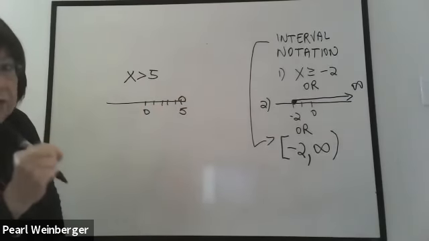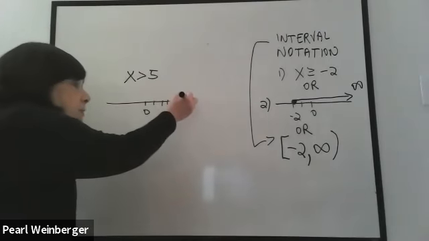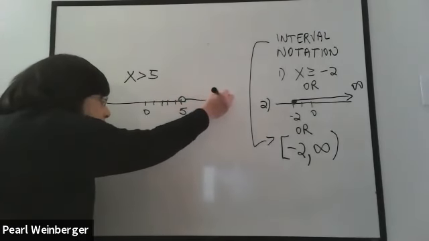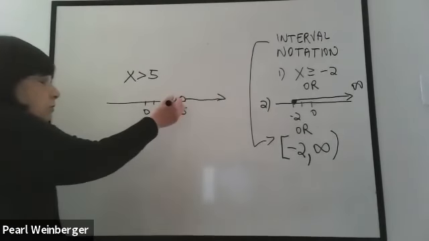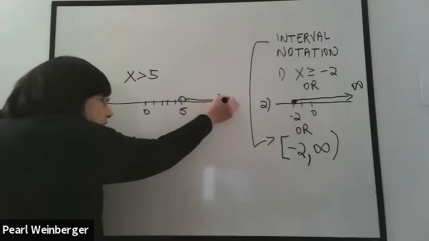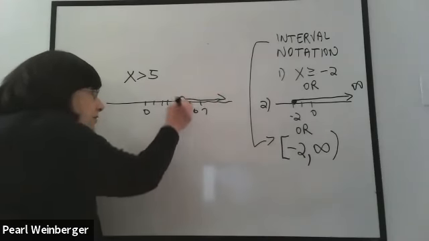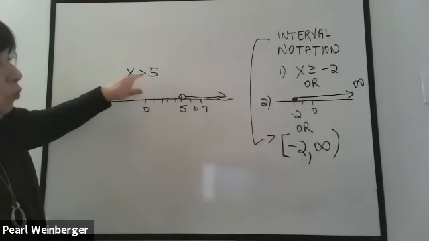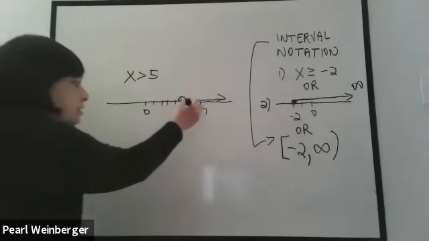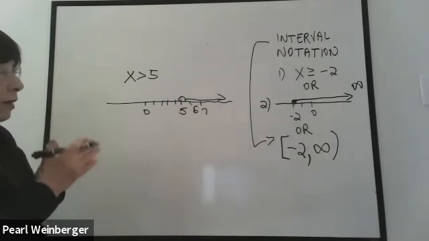The open circle indicates that the 5 is not included. But anything beyond 5, remember we're making our arrow. This is an open circle at 5. Let me just continue this line so you can see here 6, 7. So it's an open circle at the 5 with an arrow going to the right, because this looks like it's pointing to the right.